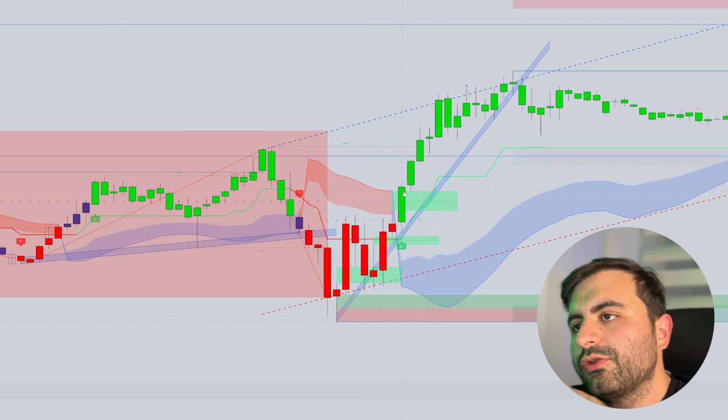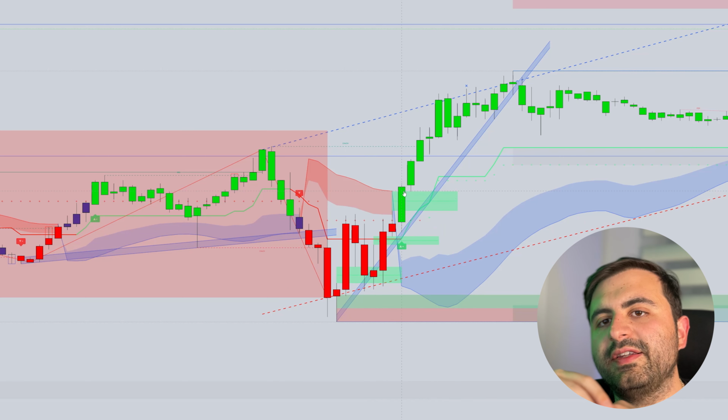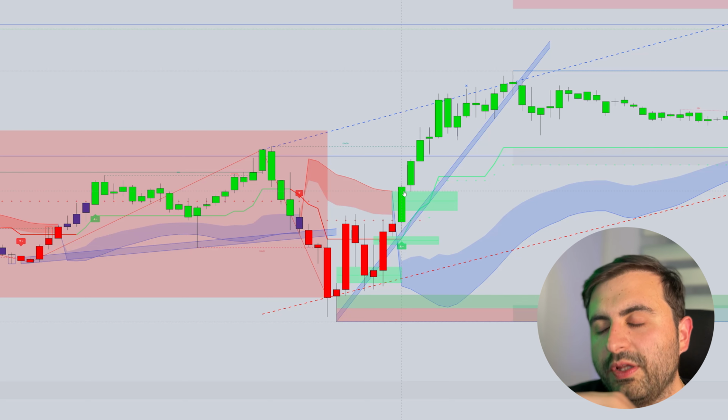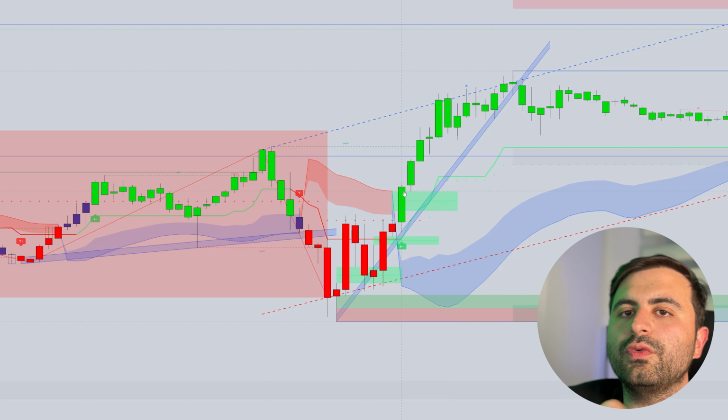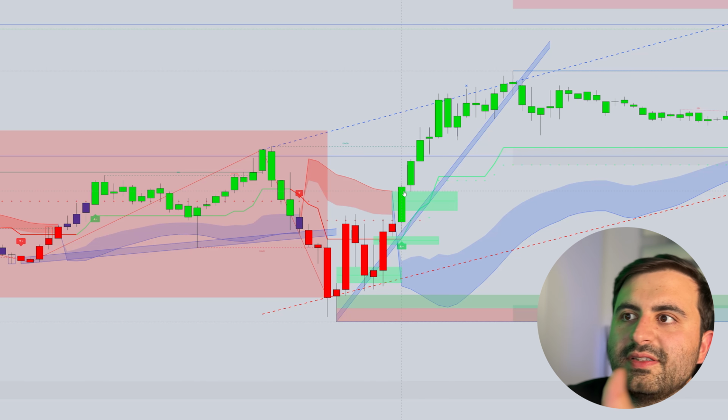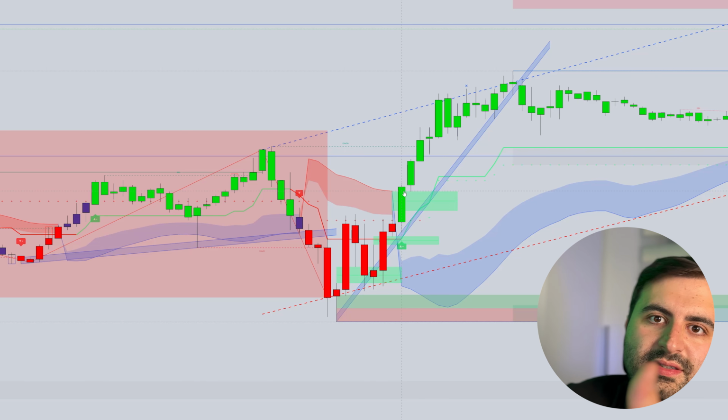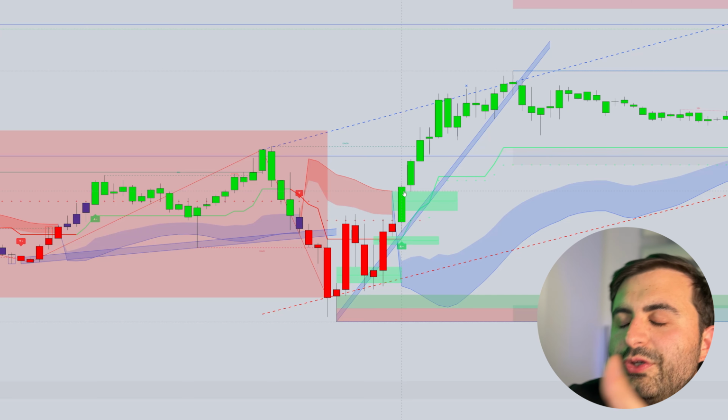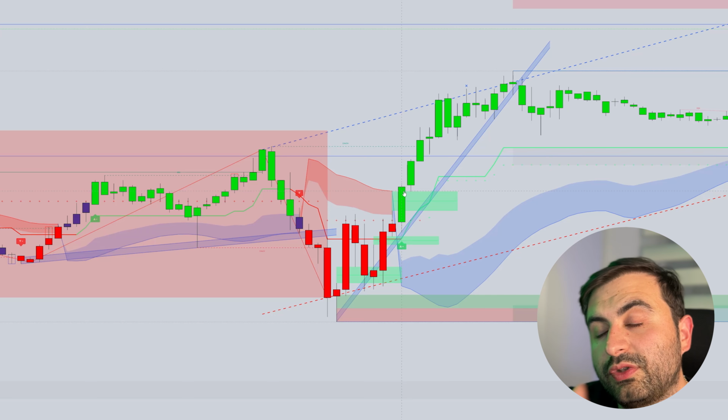Why? Because with all indicators you have to wait until the bar closes to confirm the signal. This is not called repaint, this is something we call confirmation. You need to wait until the bar closes to take a position.